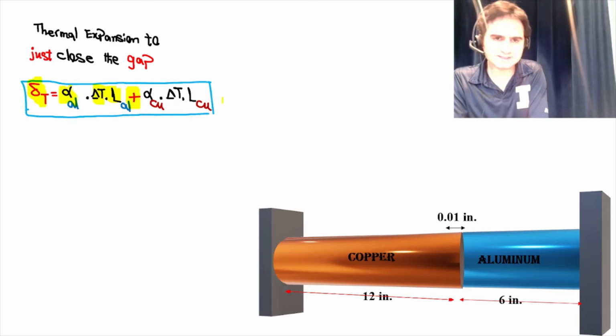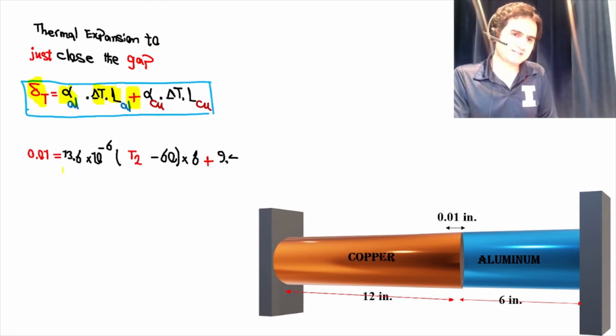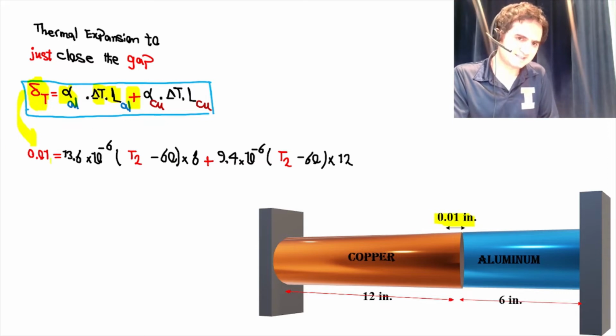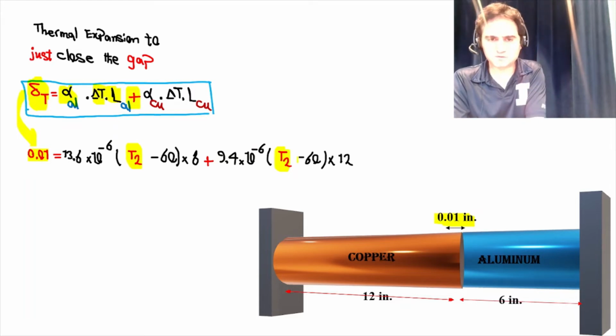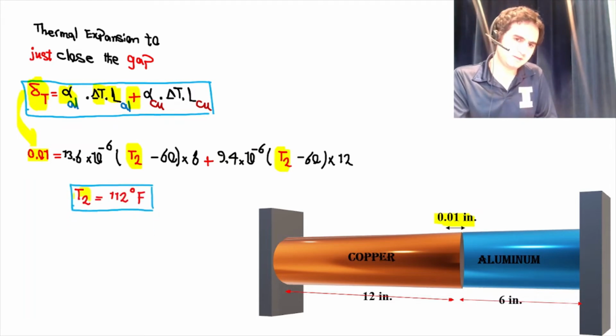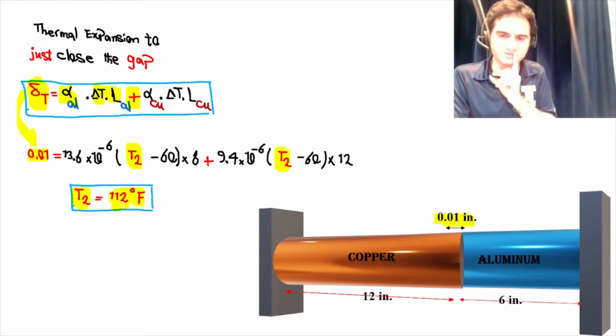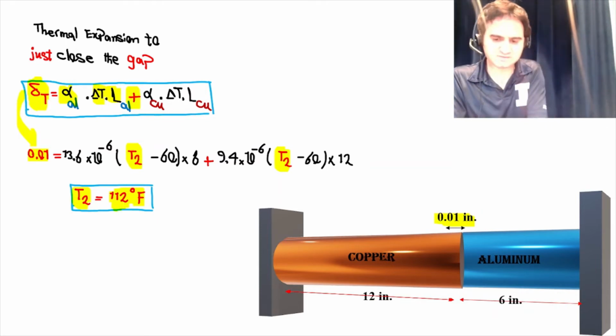If you replace that from what we just learned, the delta T should close the opening of 0.01. That's the meaning of barely close the gap. Just replace the numeric values, and T2 is our unknown. If you solve this equation, it gives you a temperature of 112 degrees Fahrenheit needed to just close the gap between the materials. That's the first part.